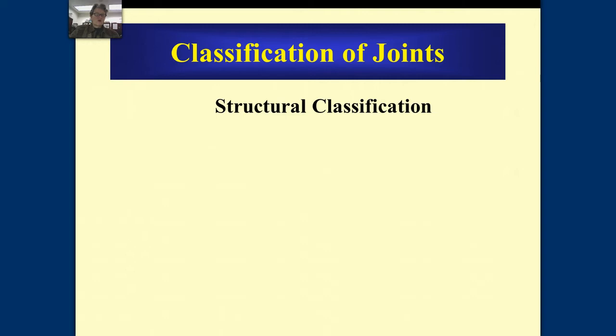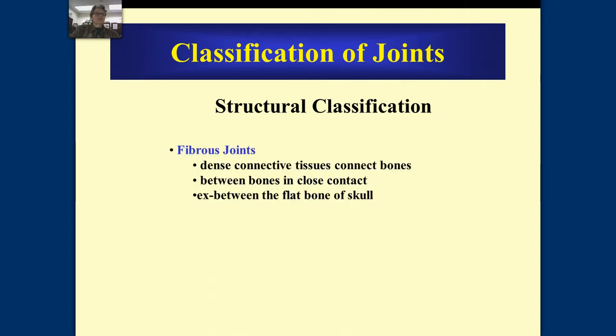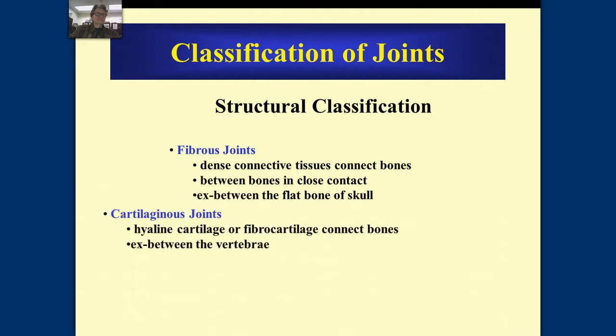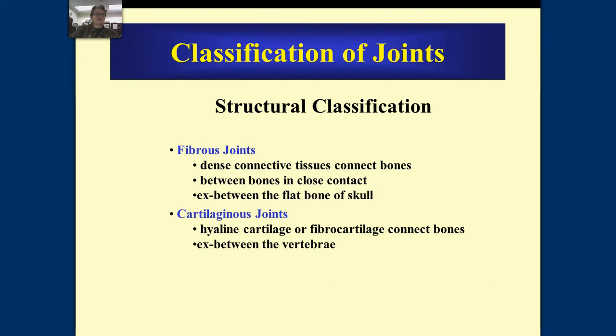I want to just very quickly go over the classification of joints. They're classified as fibrous joints, where dense connective tissue connects the bones. It's between bones in close contact, like those flat bones of the skull. A suture is a type of fibrous joint. A cartilaginous joint is where you have hyaline cartilage or fibrocartilage that connects the bones. You have the intervertebral discs that separate the vertebrae of the vertebral column, or the spine. You also have the attachment of ribs to the sternum with hyaline cartilage, so that's a cartilaginous joint.